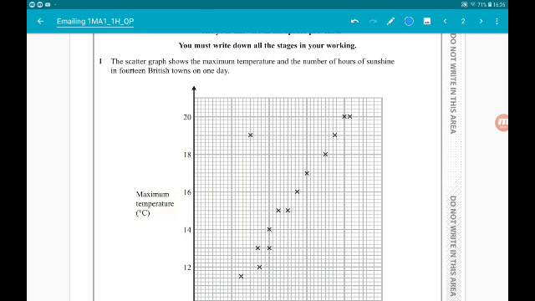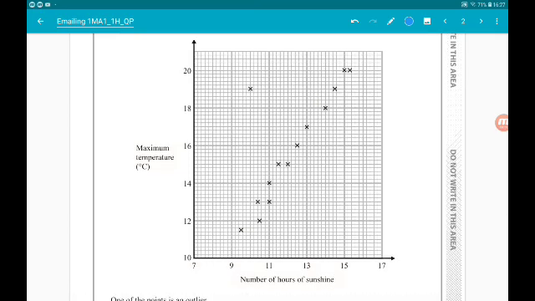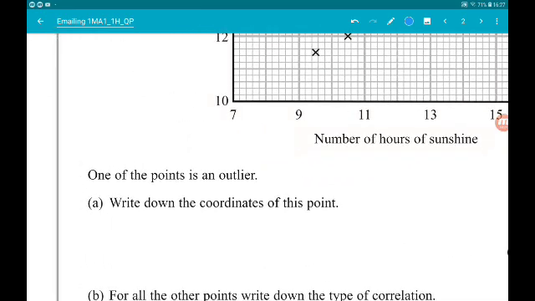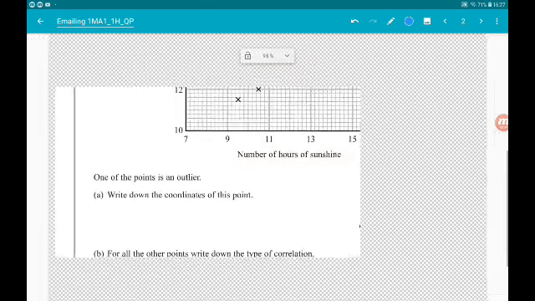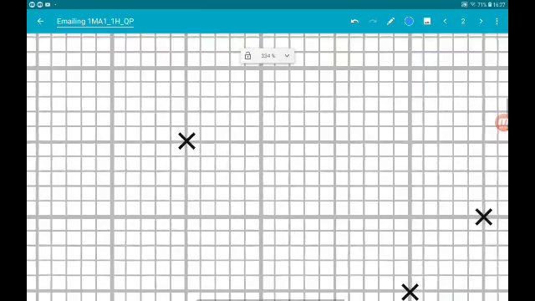Okay, question 1. The scatter graph shows the maximum temperature and number of hours of sunshine in 14 British towns on the same day. So we've got max temp going up the side, hours of sunshine along the bottom. Part A tells us that one of the points is an outlier. Write down the coordinates of this point. Okay, so an outlier is a point that doesn't fit with the rest of the data. So it's definitely this guy.